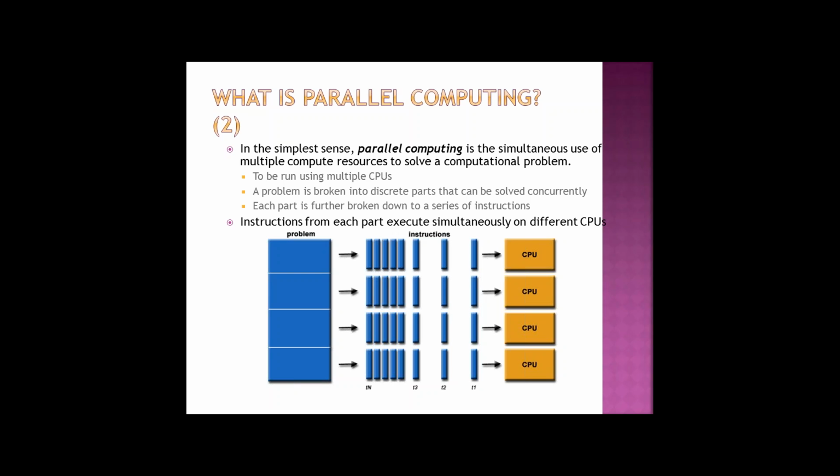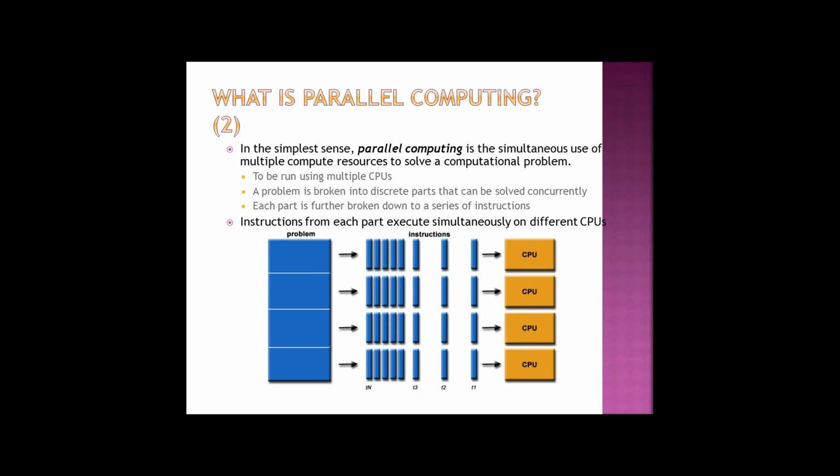The next point says a problem is divided into discrete parts that can be solved concurrently. In serial computation, the main problem is divided into multiple instructions, and one instruction executes at a time. In this, the problem is broken down into discrete parts that can be solved concurrently. Concurrently means at the same time, or more than one instruction at the same time. The next point says each part is further broken down into a series of instructions.